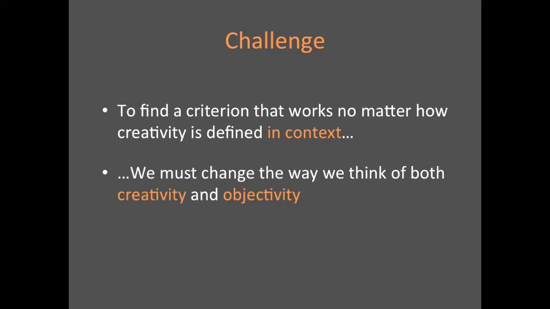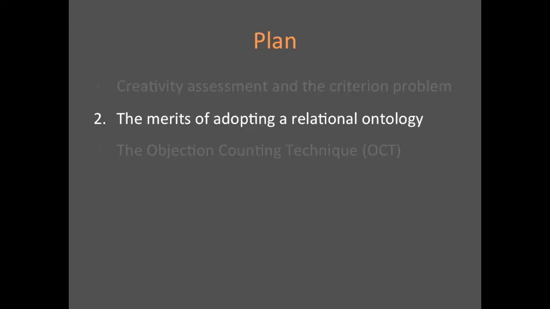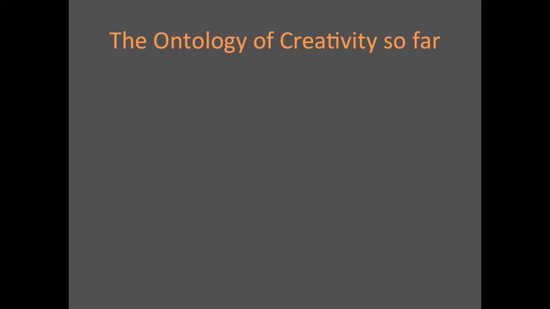Well, to find such a criterion, we contend that we must first change the way we usually think of both creativity and objectivity. So let's now talk about the merits of adopting a relational ontology. Let's first briefly review how the nature of creativity has been conceptualized so far. There have been 2 main approaches.